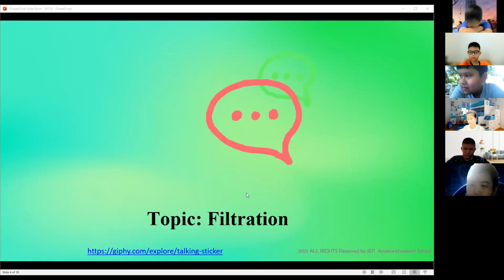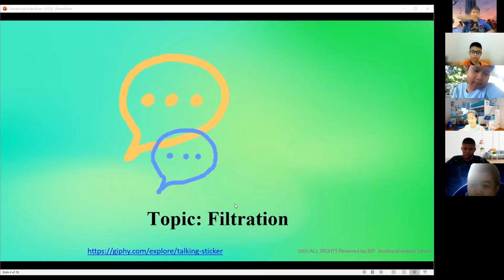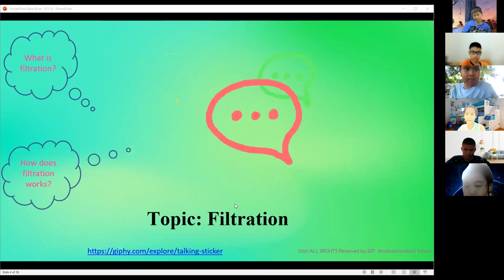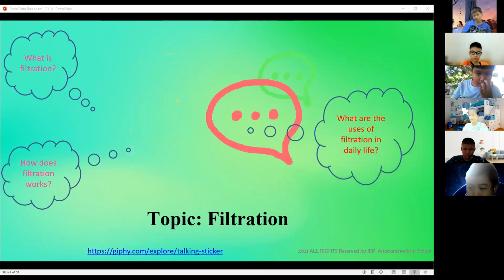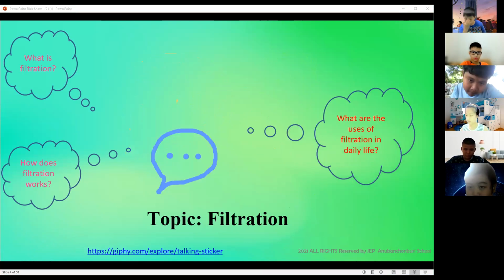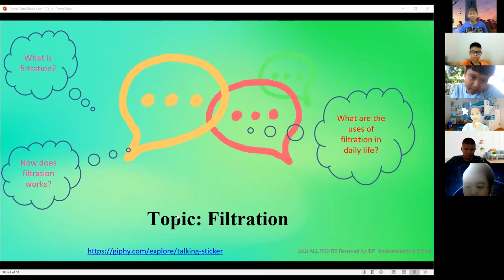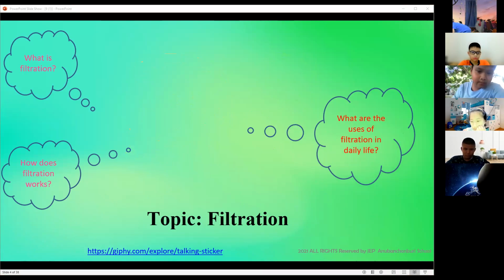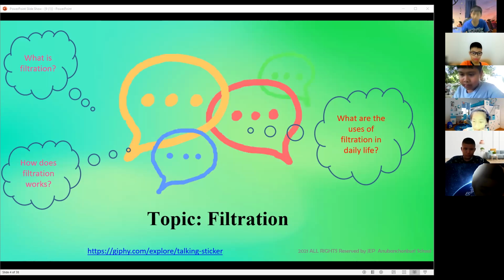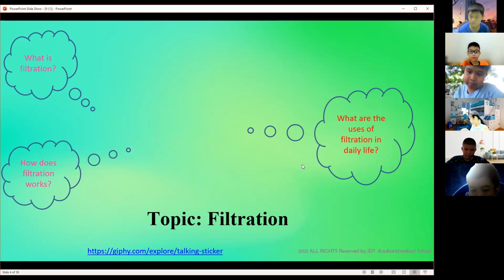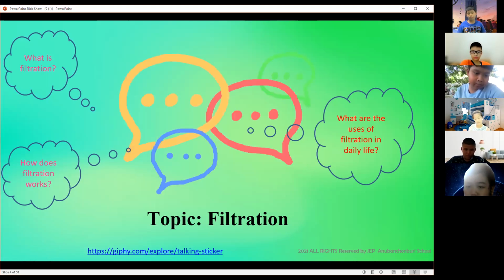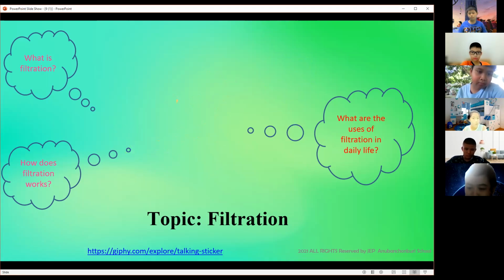You're correct when you said filtration. We studied what is filtration, how filtration works, and what are the uses of filtration in daily life. Who can still remember what are the materials we used in our experiment? Filter paper, funnel, and chalk and water, right? So those were the materials that we used last Monday for our little filtration experiment.